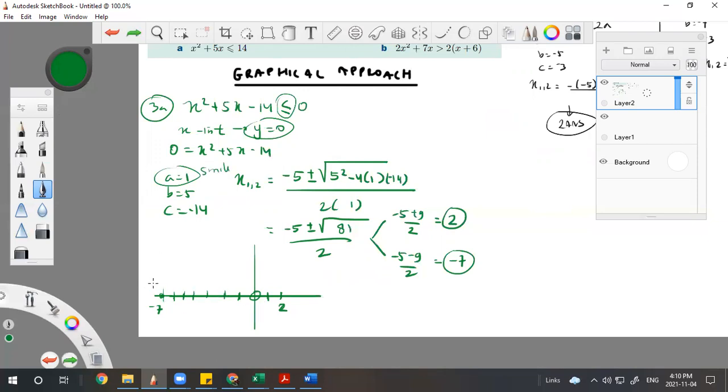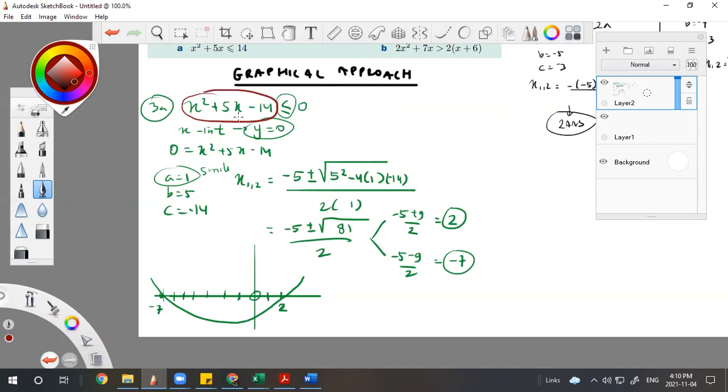We don't have to care about the vertex. But we know that the curve is like this, right? And this means by the graphical approach, this is the curve. And the curve is asking you for less than 0. Where is the number that is less than 0? The y less than 0, right? This is y. Y is less than 0, so it is below. So what is the value of x? The x will be in between negative 7 and 2.